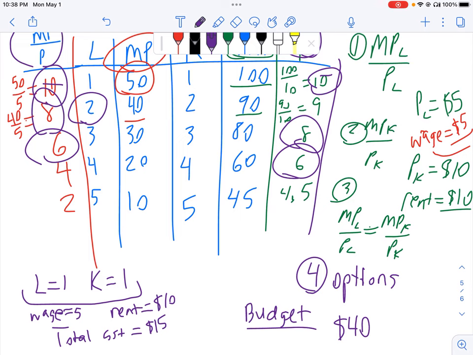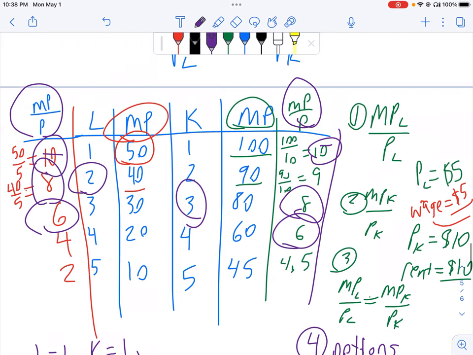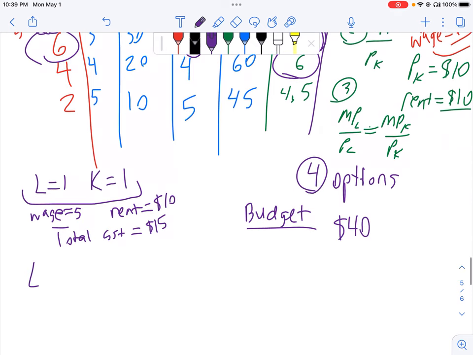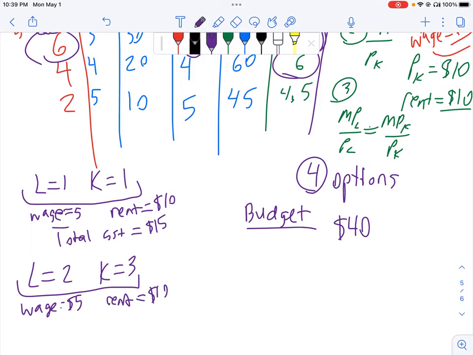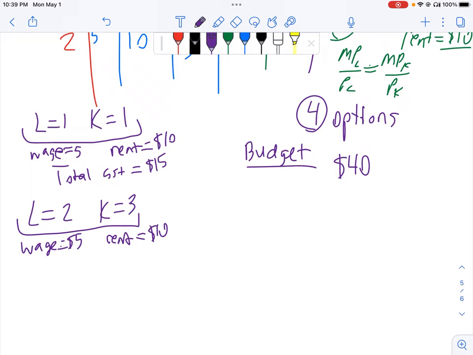What's the second option? The second option is 2 labor and 3 capital. How am I getting that? Because it's 8 and 8, and that happens at 2 labor and 3 capital. So if I have 2 labor and 3 capital, how much does that cost me? Well, I have to pay wage, which is 5, and the rent, which is 10. So my total cost of the labor is 10, and my total cost for the capital is 30. So my total cost is 40.